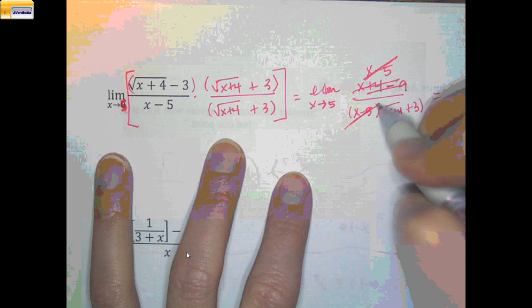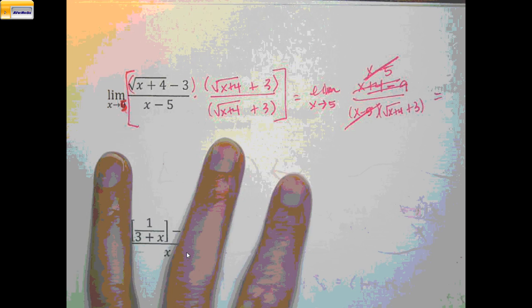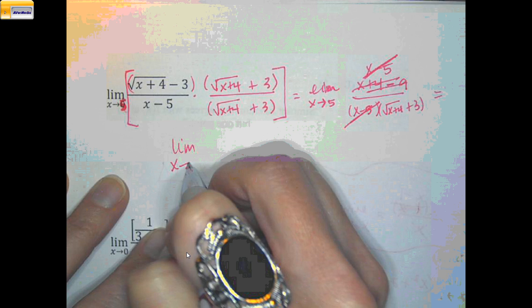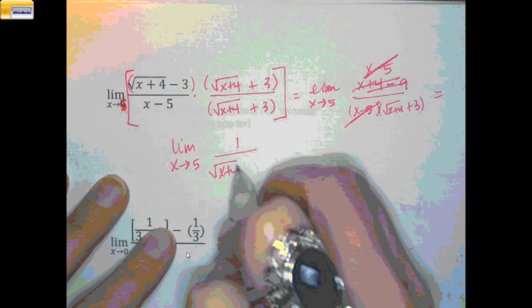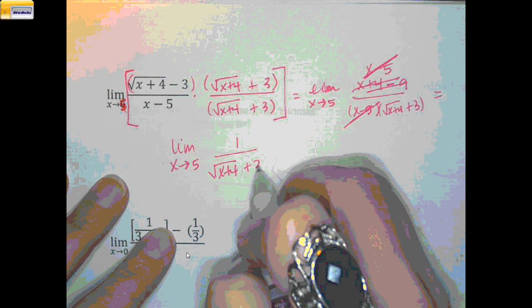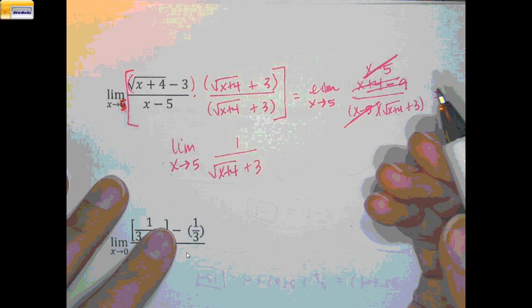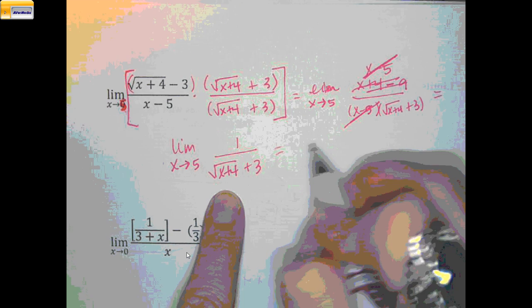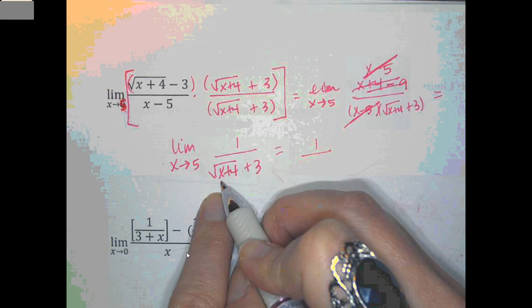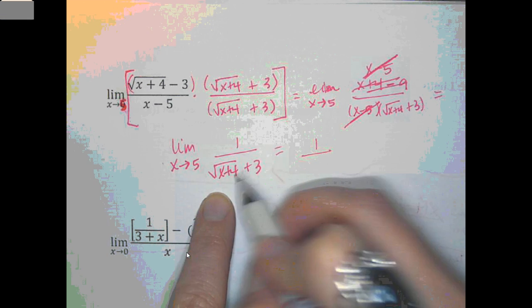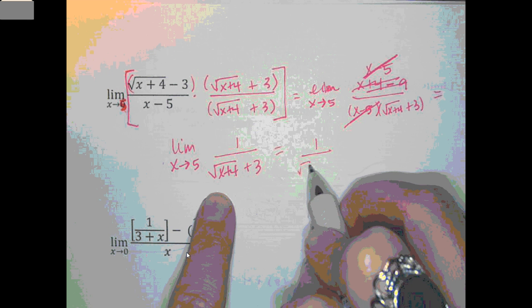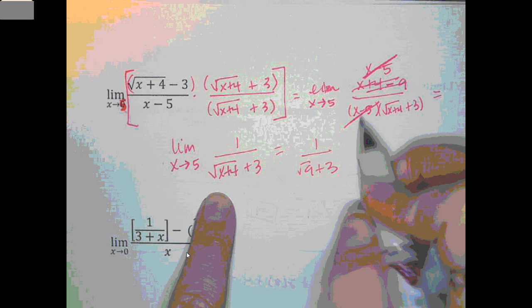So now I have the limit as x approaches 5 for 1 over the square root of x plus 4, the quantity, plus 3. And now you can just substitute. So if I put a 5 in here, I've got 1 over radical of 5 plus 4. So I have radical 9 plus 3. So I have 3 plus 3, which is 6, and I get 1/6.